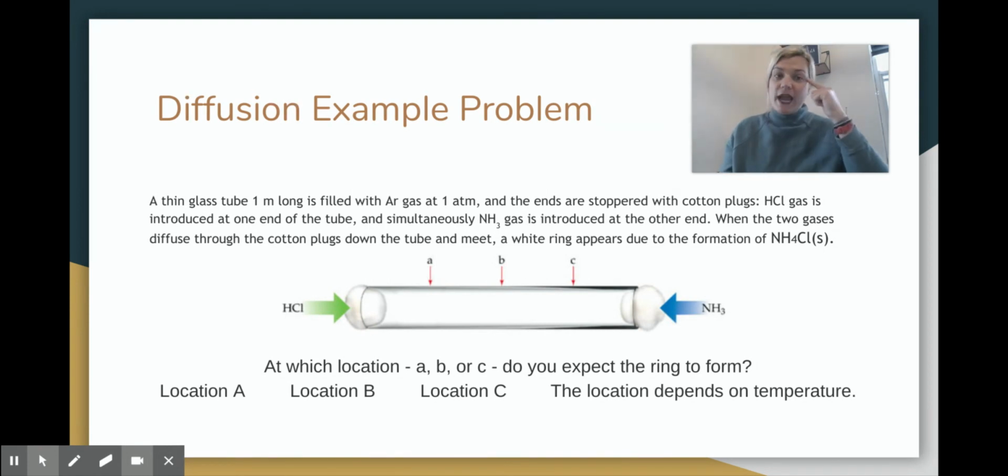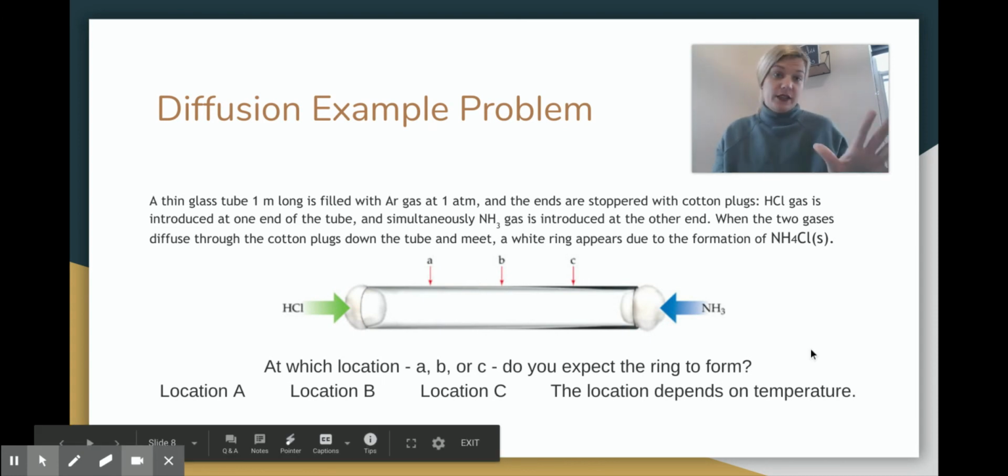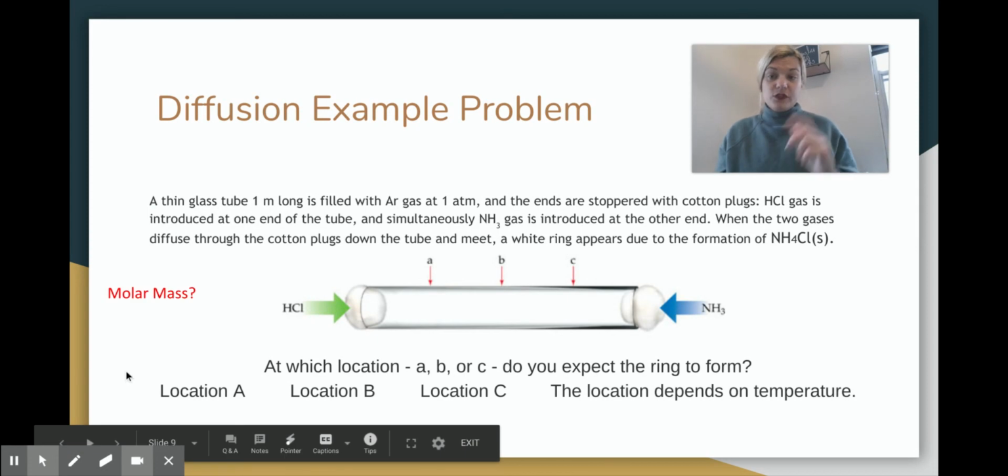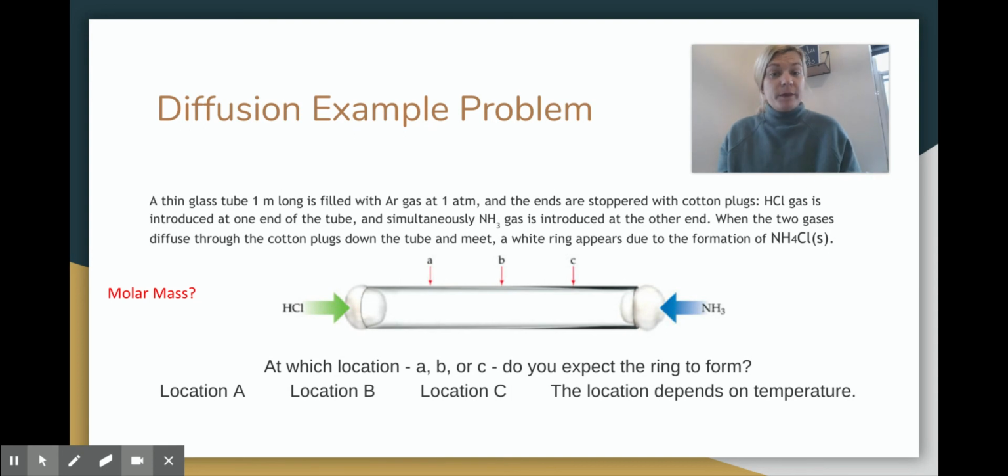So the question that we should be asking ourselves is, who diffuses faster and who diffuses slower? Or do they diffuse at the same rate? First of all, the location depends on temperature. That has nothing to do with it, okay? So we're going to ask ourselves, first of all, what are their molar masses, right? So we have to think about molar masses. If their molar masses are equal, where will they meet? They'll meet at B, right? Because they will diffuse at the same rate, okay?